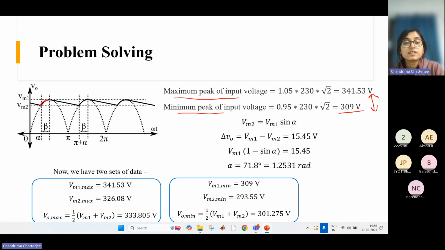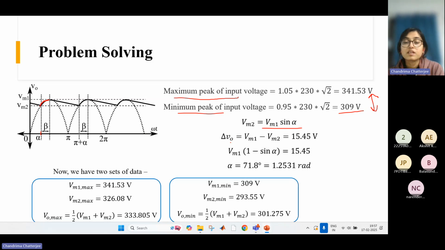So we can say that this Vm2 and this Vm1, both these points are on the sine wave, right? And Vm2 is lesser than Vm1. Vm1 is the maximum value. So Vm2 is Vm1 sine alpha, right? Because at this point the angle is alpha.